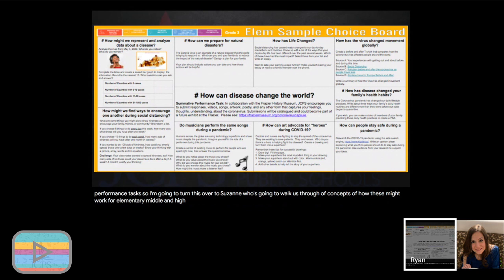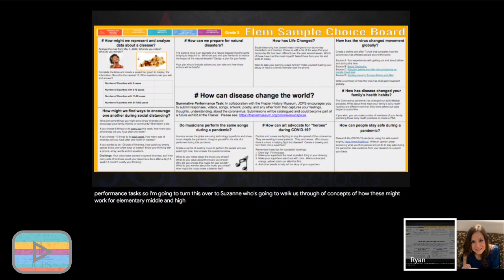So here you can see the elementary choice board for third grade. And what you'll see on both the elementary and middle is that you have the same compelling question and the same summative performance task as in the high school. And so what you have is this connection to community, the Fraser History Museum, the relevance to, of course, our time, and then this overarching compelling question that really engages kids K-12. But what you'll notice are the supporting questions are very specific, as Ryan said, to discipline.